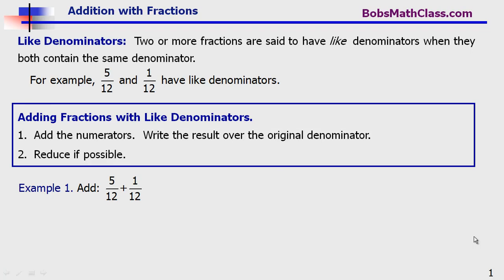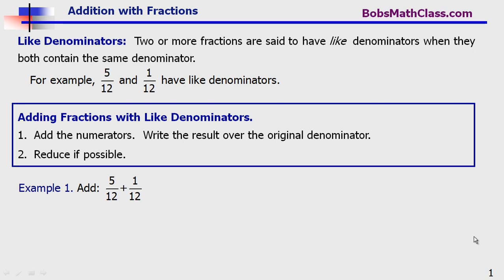Addition with fractions. Like denominators. Like means that they're the same. So like is another name for the same. Two or more fractions are said to have like denominators when they both contain the same denominator. So 5/12 and 1/12 have like denominators. The denominators are both the same.